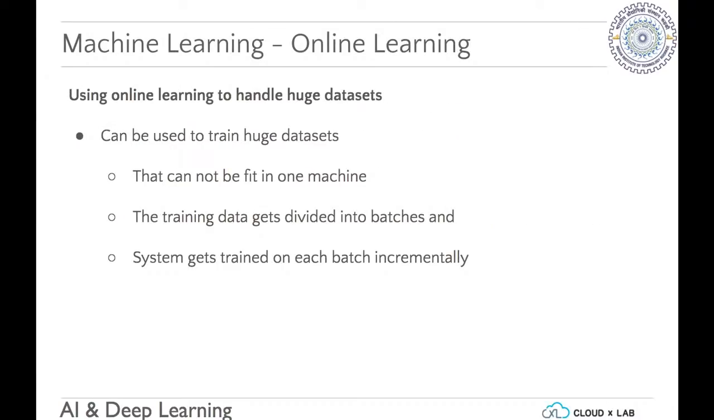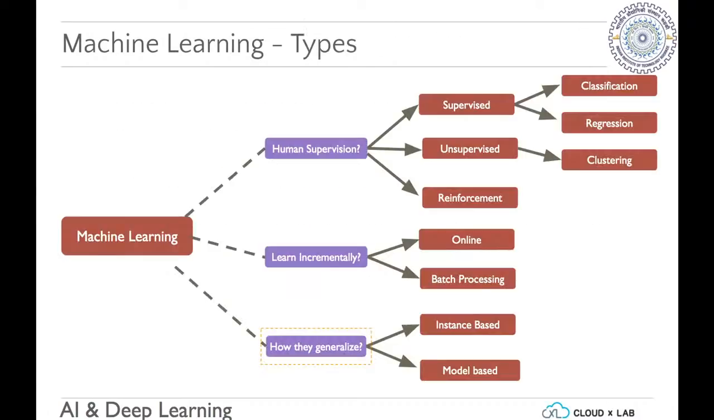All right, let me go back to the diagram. Now, the next way we separate machine learning is based on how well they generalize. That's how we categorize machine learning problems or algorithms, based on how well they generalize.